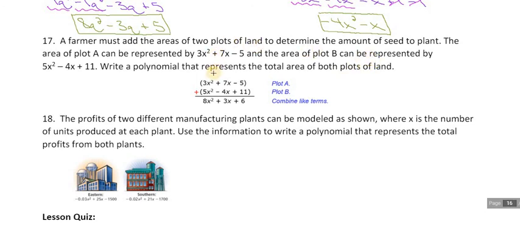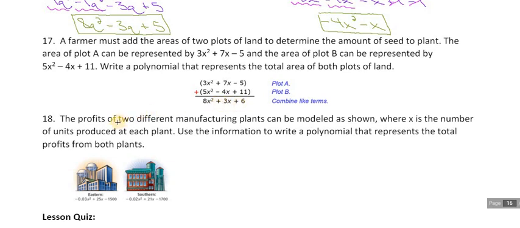So if we want the total, we're going to add the 2 polynomials that represent their individual areas. So you'll see they just added vertically. They had all their nice like terms lined up, 2 quadratic trinomials. So upon combining like terms, the total area is represented by 8x squared plus 3x plus 6.